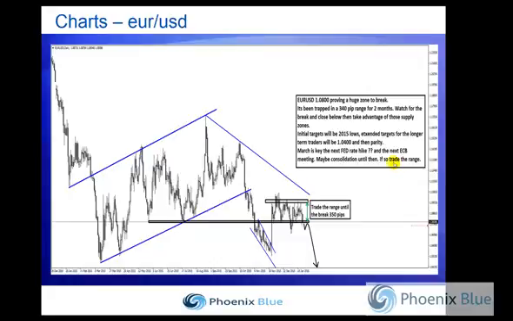Now, March is going to be a key month for the euro dollar. Why? Well, we've got the next big ECB meeting in March, where Mario Draghi said they'll be making more commitments. We've also got the Fed. Will the Fed do another rate hike? Won't they? Who knows? What we can say is at Phoenix Blue, we will always trade the charts with a fundamental bias.